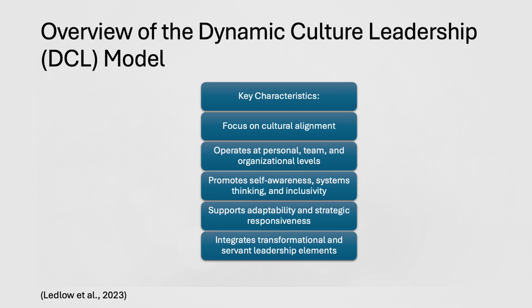Okay, so on this slide, we are going to review the dynamic culture leadership model, also known as the DCL model. The DCL model emphasizes alignment between leadership behaviors and organizational culture. It works on three primary levels, which are the personal development, team dynamics, and organizational strategy. Leaders using the DCL model focus on self-awareness, system thinking, and fostering inclusive environments. It's a blend of transformational leadership, which is leading by vision, and then also servant leadership, which prioritizes the needs of others.